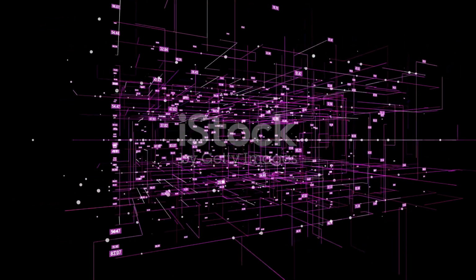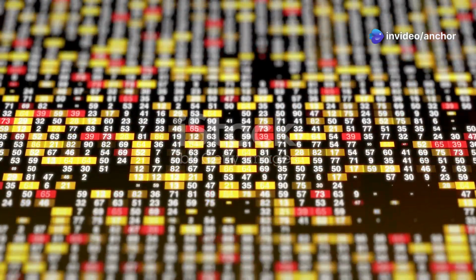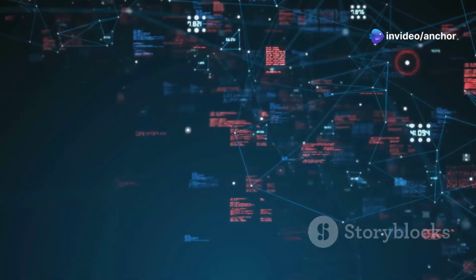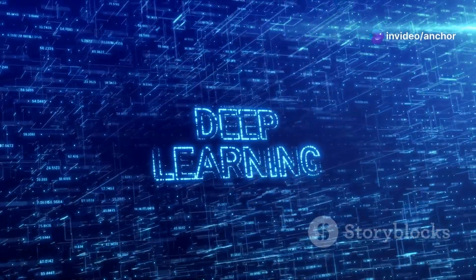Alright, let's talk about grouping things together. K-means clustering is an algorithm that automatically organizes data points into clusters based on their similarities. It's like sorting your sock drawer, but instead of socks, we're talking about massive text or audio.